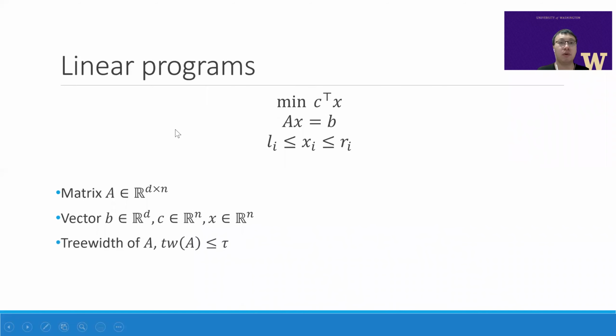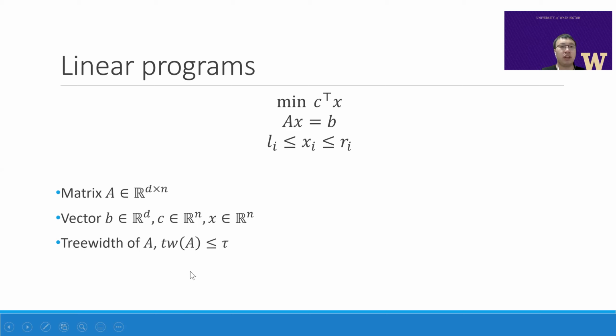So the linear program we want to analyze here has the following form. We want to minimize the inner product between the cost vector C and the solution vector X, where the solution vector X is supposed to satisfy the linear constraint, Ax equals B. And each coordinate of X lies inside some interval Li to Ri.